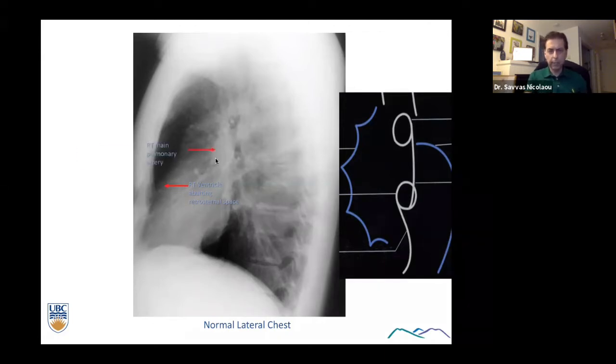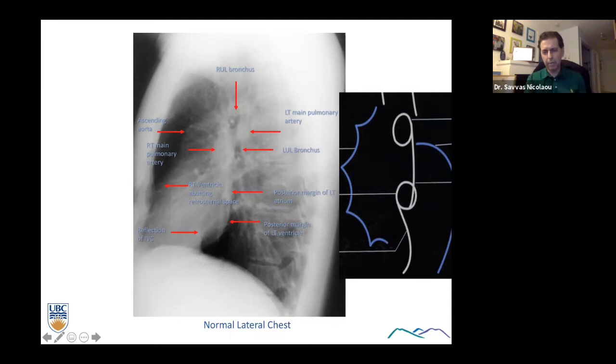Next important structure, we have the right pulmonary artery. Anterior to the right pulmonary artery is the ascending aorta. Next important structure is the right upper lobe bronchus. Next important structure is the left main pulmonary artery that curves posteriorly. The next important structure is the left upper lobe bronchus. The next important structure is the posterior margin of the left atrium. Next important structure, posterior margin of the left ventricle. And then this straight line is a reflection of the inferior vena cava.